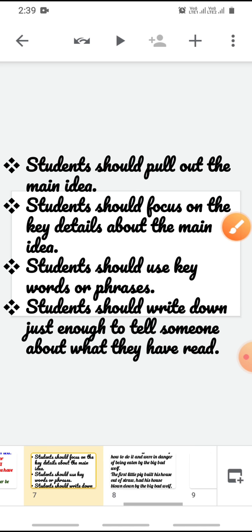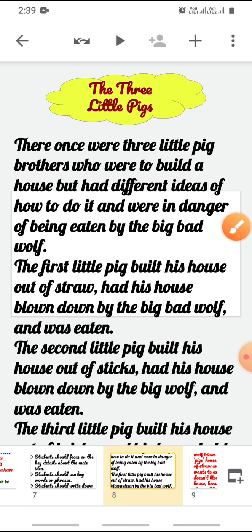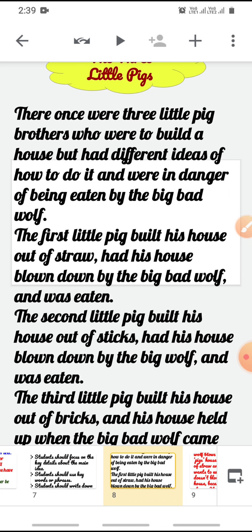Okay, now the three little pigs. Now first let's read out this story. There once were three little pig brothers who were to build a house but had different ideas of how to do it and were in danger of being eaten by the big bad wolf. That means three little pigs were there. The three little pigs are what? Brothers, and they want to build a house, but they are in a very difficult situation, right? Because they were in danger also that the wolf will eat them up.